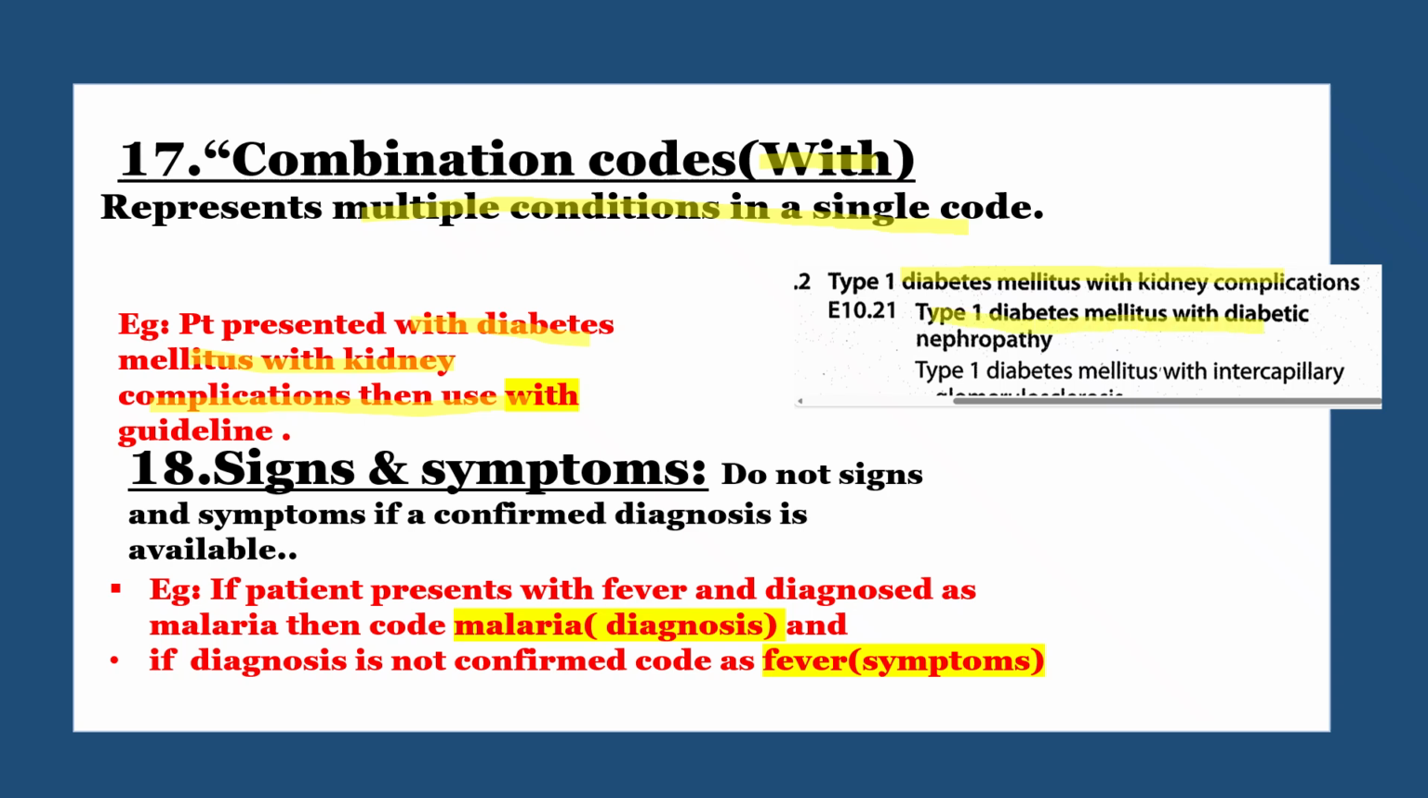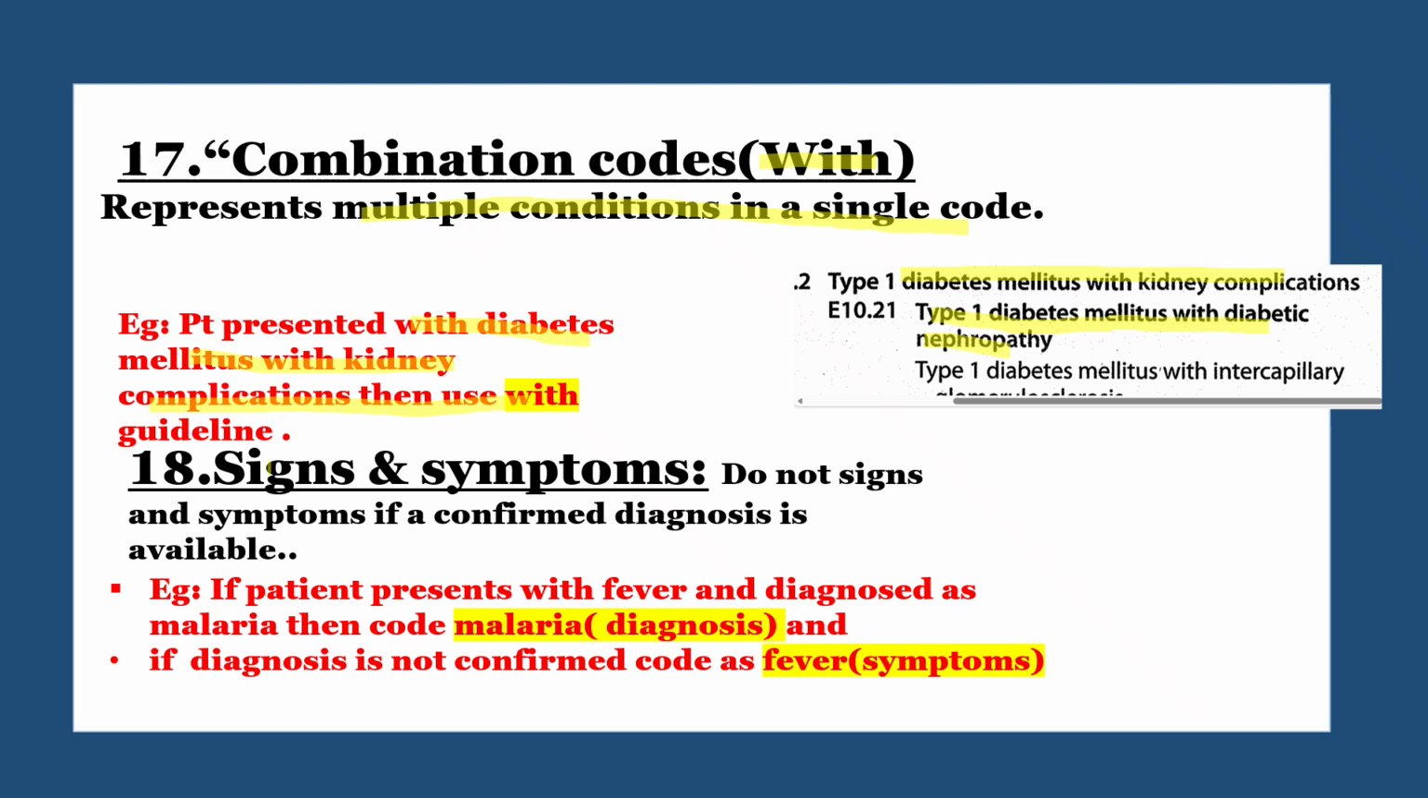Type 1 diabetes mellitus with diabetic nephropathy. It means the kidney complication, right? Nephropathy means disease of the kidney. Then you have to code diabetic nephropathy. Got it?